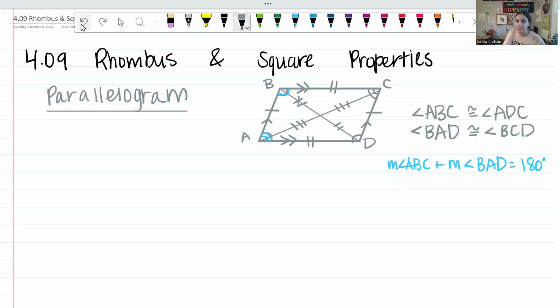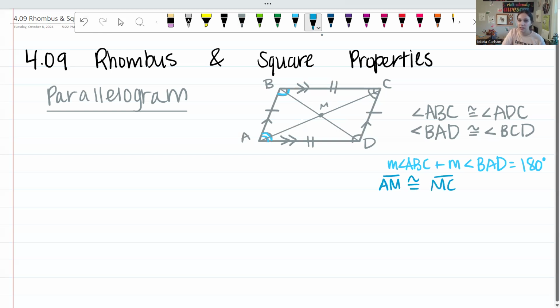So those are kind of separate from the lines. We already have congruent segments, right? So the diagonals bisect one another, and maybe I'll make this our middle point, M. So I can say then that AM is congruent to MC, and BM is congruent to MD because diagonals bisect each other.